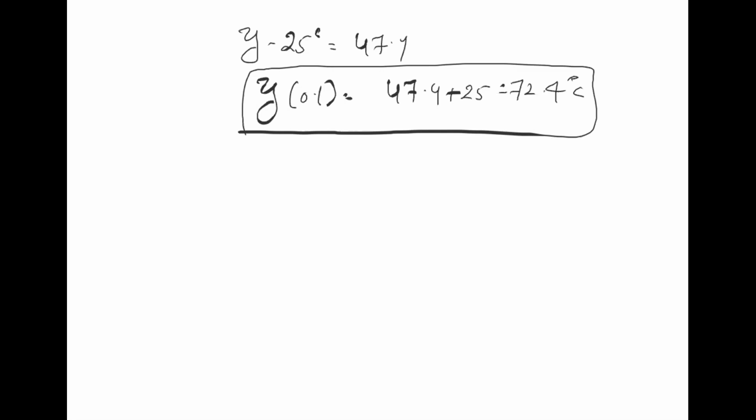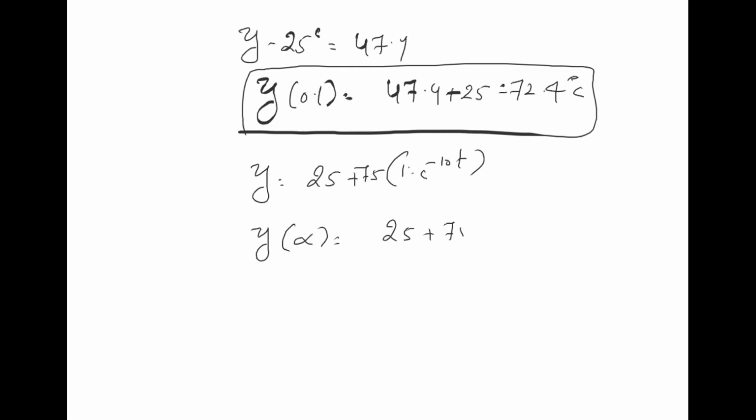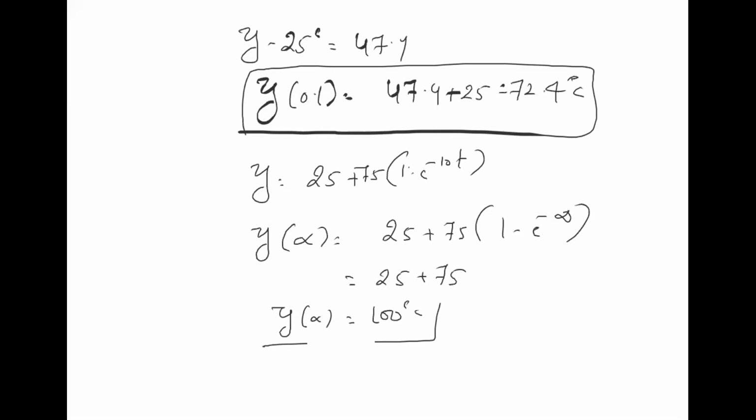Now what is the function here? Y equal to 25 plus 75 into 1 minus e power minus 10 into t. So what is the value at infinity? 25 plus 75 into 1 minus e power minus infinity, which is 25 plus 75. So 100 degrees centigrade. So ultimately it reaches its final value, which is 100 degrees centigrade.